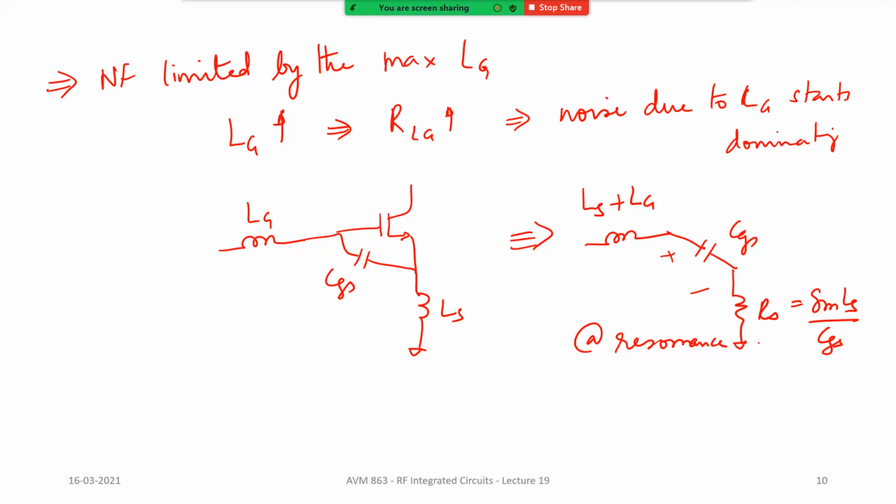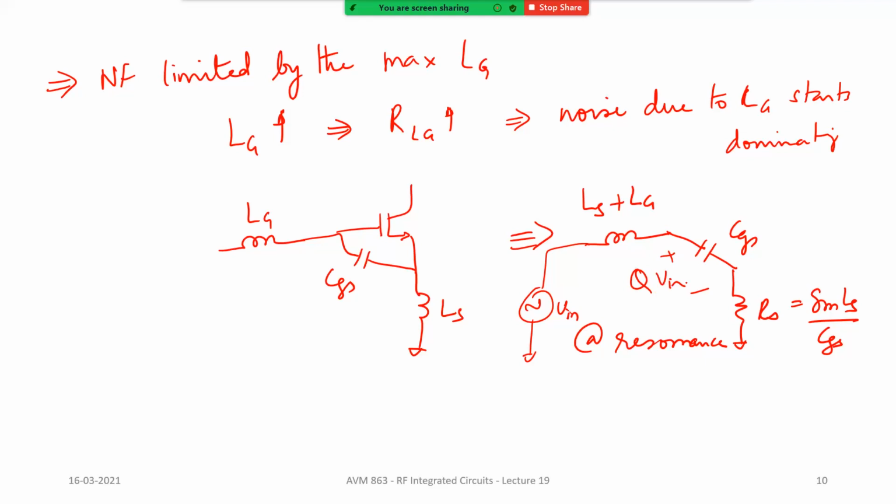Come on guys, you can just refresh your memory about series RLC circuits. Let's say you give a certain V in, what can you say about the voltage across CGS? It would be very high. By what factor? Q. Q times, right? So it depends on Q. Q times V in at resonance.